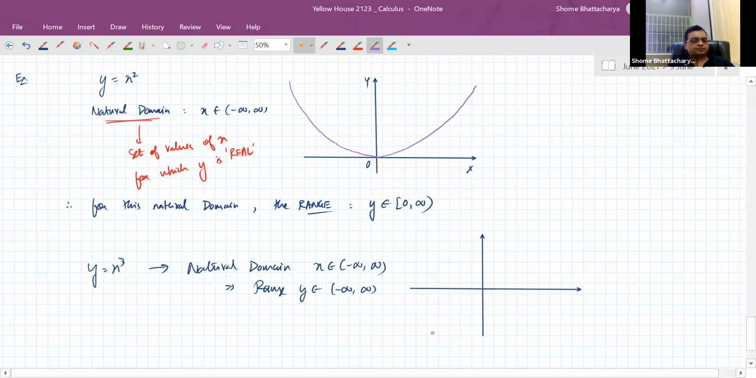Okay. So these are two examples where I'm seeing the natural domain of a function and accordingly I'm calculating the range for the given natural domain. We will come to restricted domains in a moment. Okay, but let's take these two examples of natural domains first.